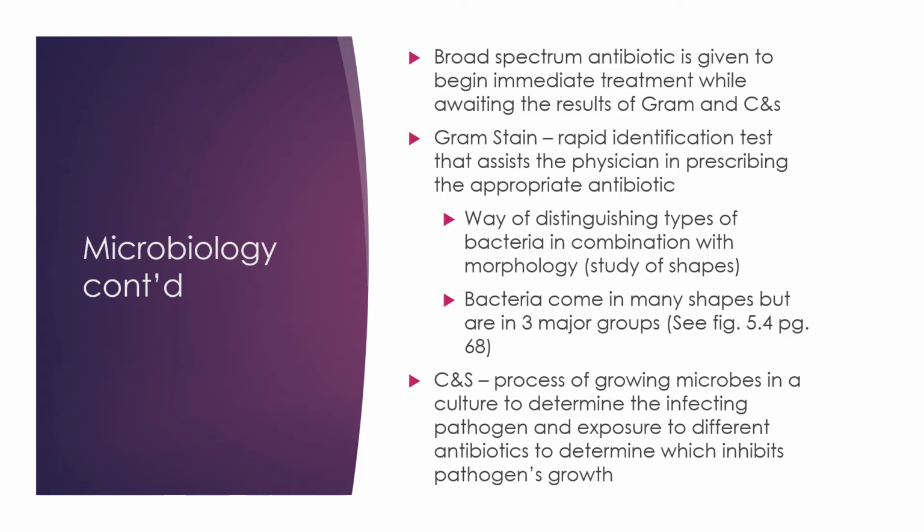So a broad spectrum antibiotic is given to begin immediate treatment while awaiting the results of gram stains and culture and sensitivity. So gram stain is a rapid identification test that assists the physician in prescribing the appropriate antibiotic. And there are ways of distinguishing types of bacteria in combination with morphology, which is the study of shapes. So bacteria come in many shapes, but there are 3 major groups, and those are listed in figure 5.4 on page 68, usually rods, spheres, and cones.